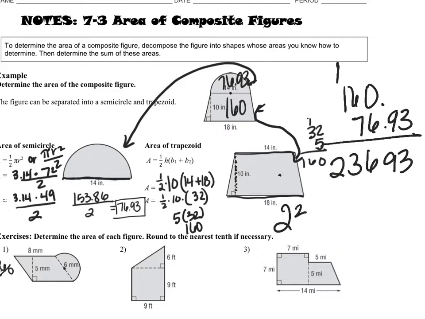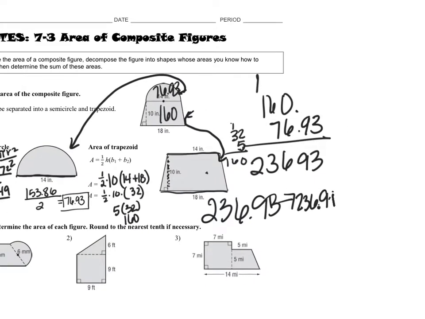So my total is 236.93. If you round that, it would be 236.9. And then inches, oh man, inches squared. Do y'all kind of see where I got most of that stuff from? You see where I got the formulas from, where the pieces are?